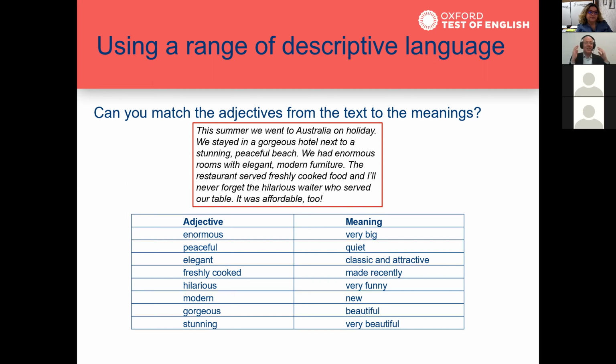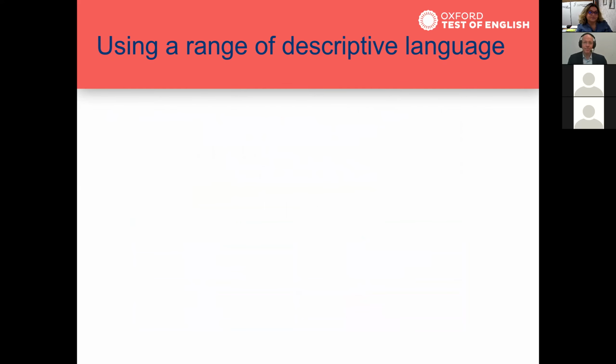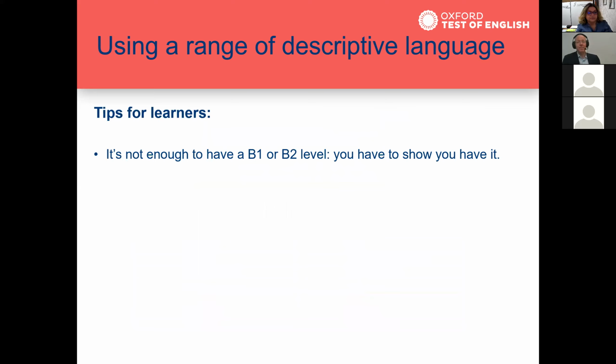Wow! No, that could be a place. It could be a picture. It could be a person. Okay? It could be the beach. It's stunning. Wow! Okay? Use these words. If you know these words, please use them. Look for the opportunity to use them in your writing. Okay? So tips for you.